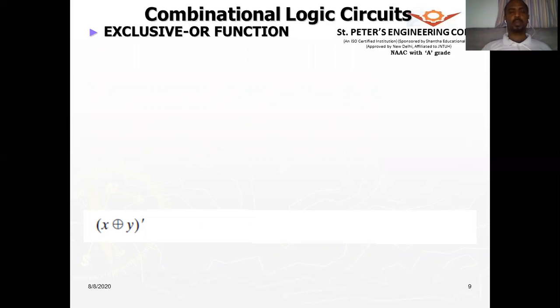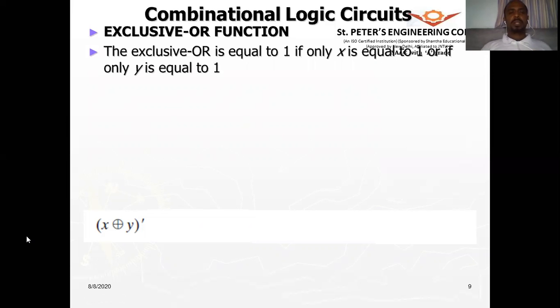So next is the exclusive OR function. Why is it called exclusive? So let us see that. Exclusive OR is a special function where the output is 1 only if X or Y, suppose you are considering two inputs, only if X or Y is equal to 1, only then the output is 1. When both are zeros or when both are ones, the output is 0.